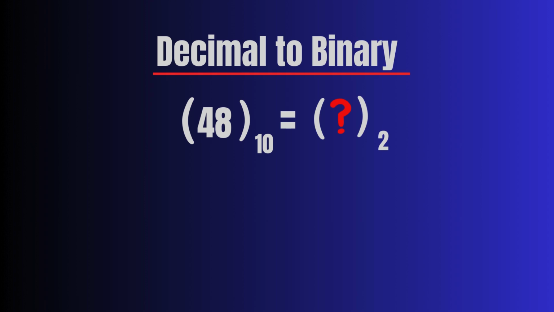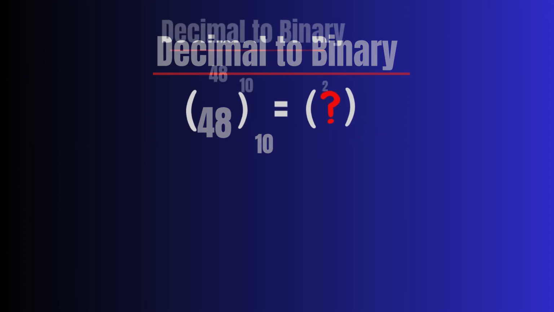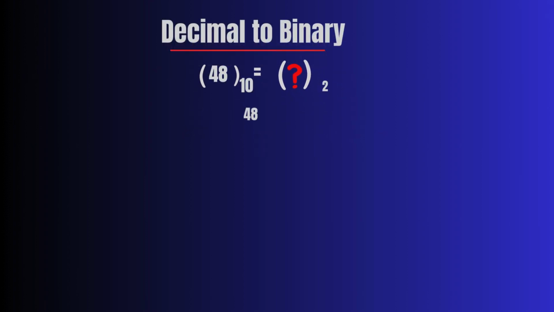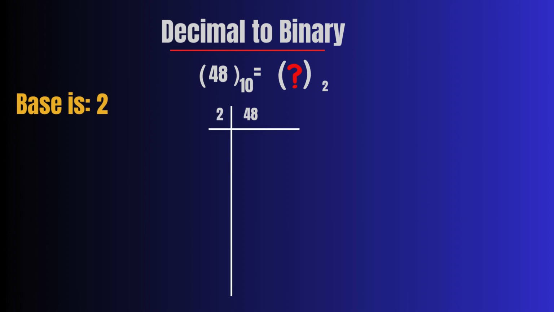We have the number 48. Now we divide by the binary base. Binary base is 2. Divide 48 by 2, we will get 24 and the remainder would be 0. Divide 24 by 2, we will get 12 and the remainder would be 0.